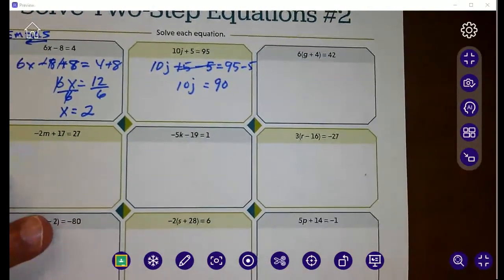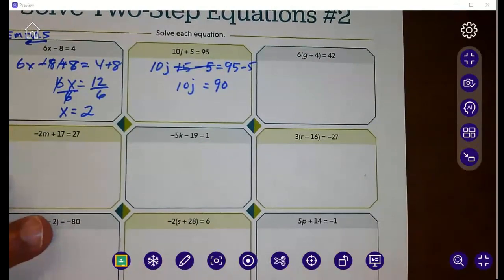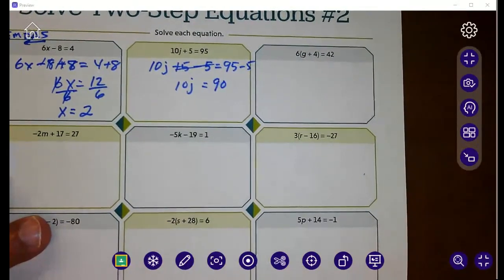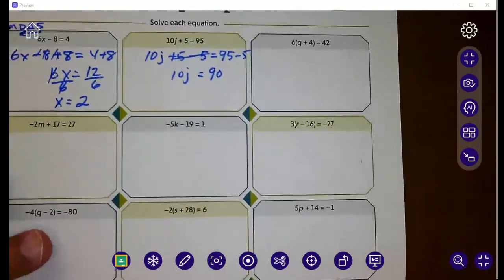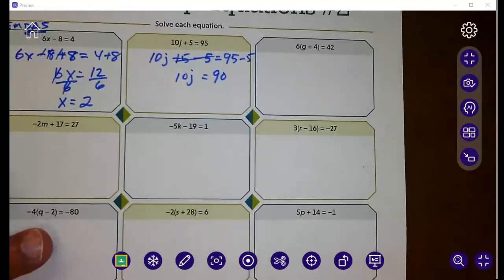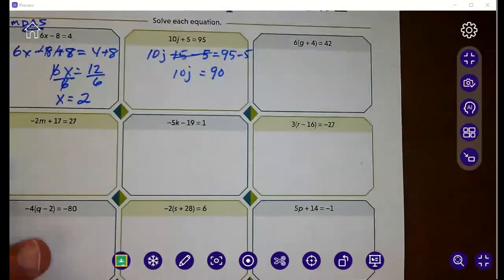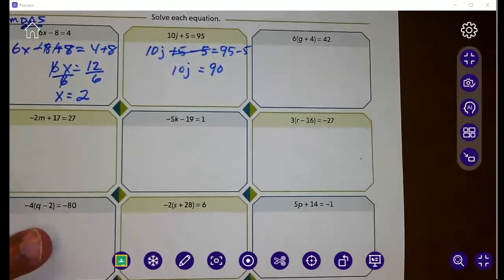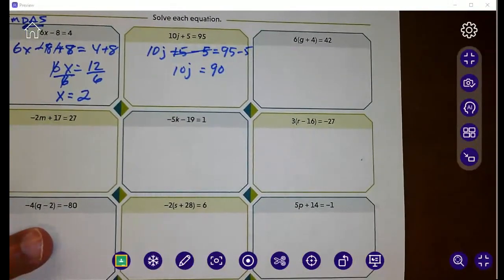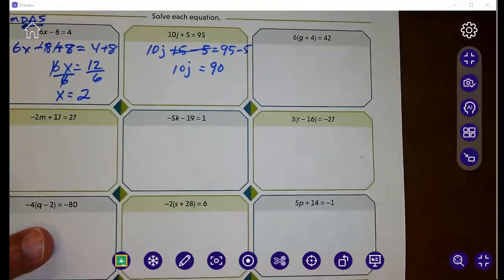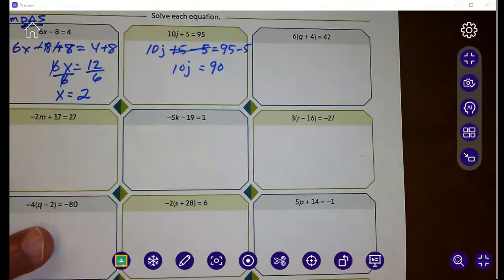Now what are we going to do? And don't just tell me multiply or divide, tell me by how much. So we're going to add something, subtract something, divide by something, multiply by something. What are we going to do next? Okay. We're going to divide by 10.